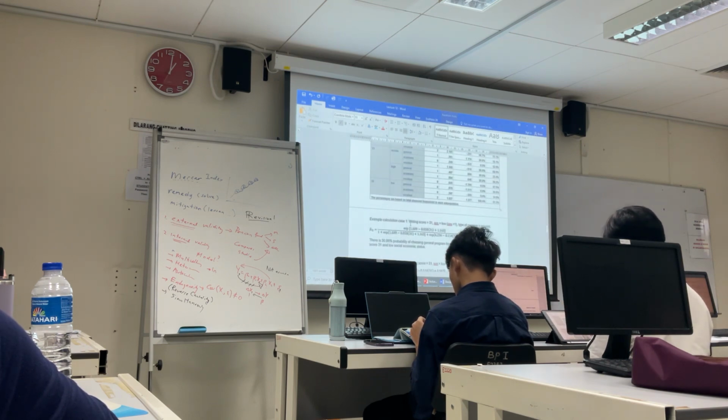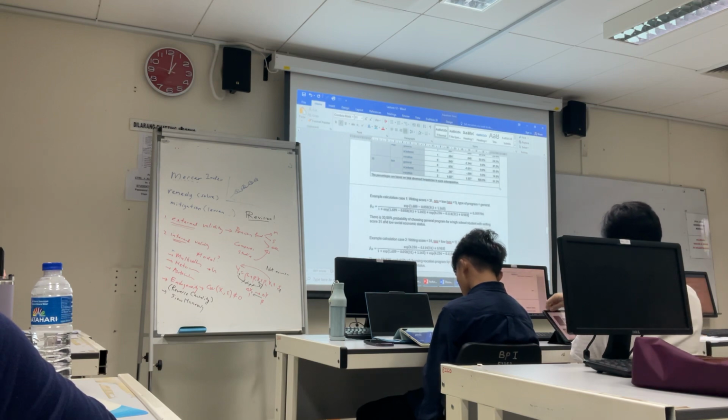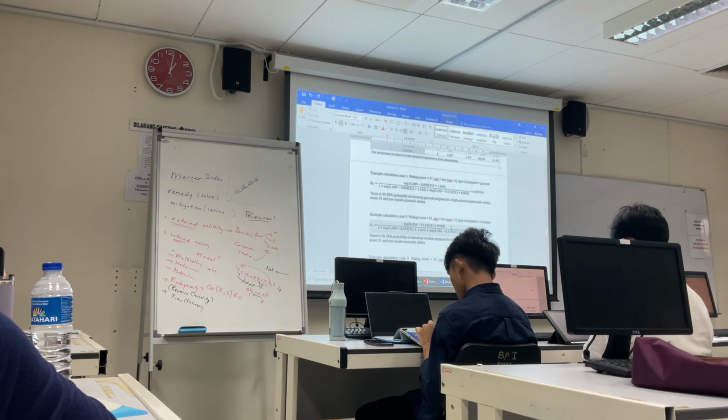So, example of case 1: writing score 31, SES low, and type of program is general. So you calculate, and you get 0.30. So there's a 30.98% probability of choosing the general program for high school students with a writing score of 31 and low socio-economic status.